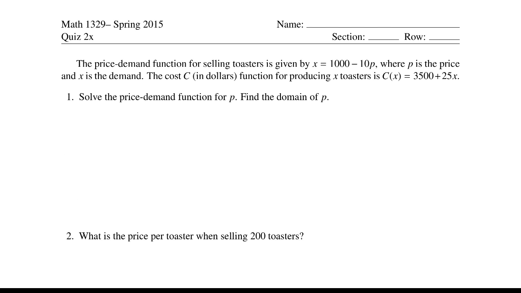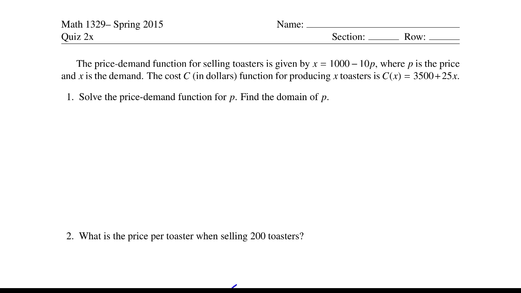Let's take a look at the answers to quiz 2X. So we have the price demand function for selling toasters is given by x = 1,000 - 10p, where p is the price and x is the demand. The cost function in dollars for producing x toasters is C(x) = 3,500 + 25x. Question 1. Solve the price demand function for p, and then find the domain.